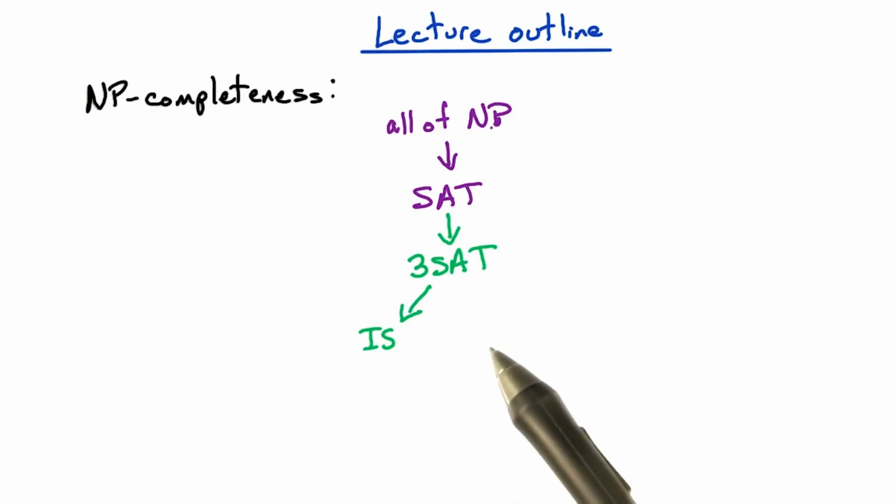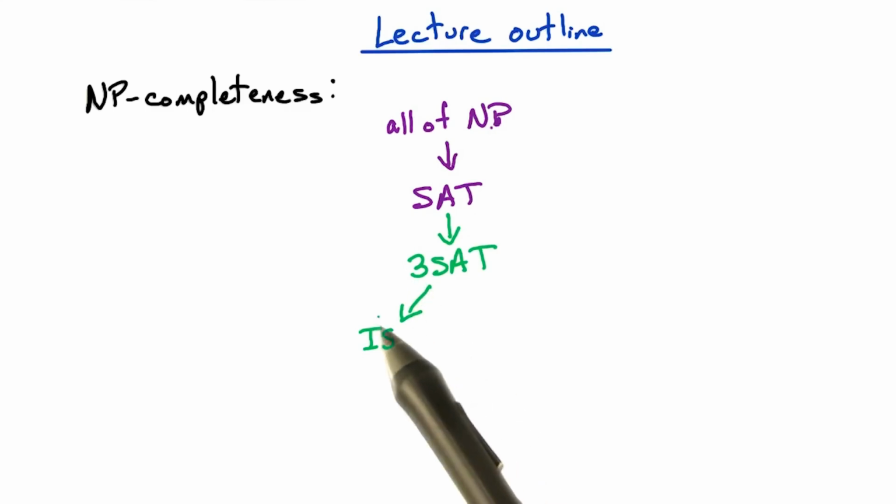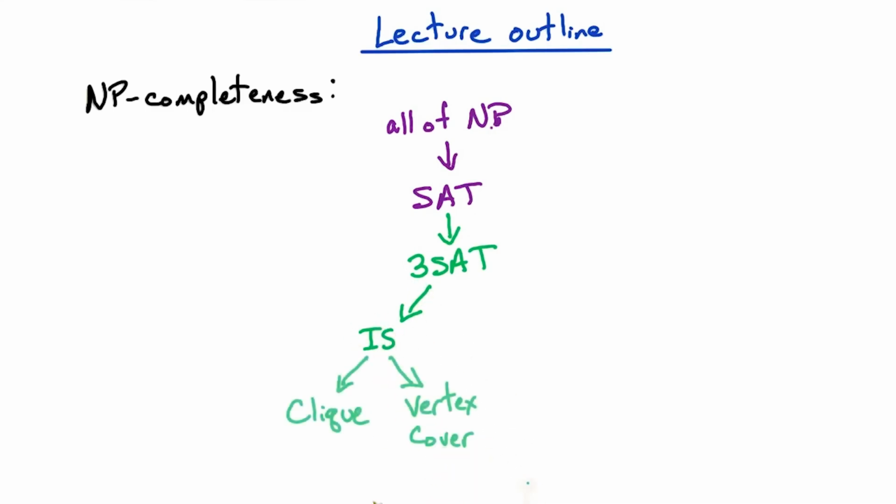This was a quite interesting reduction because it involved a transformation from a logic problem, 3SAT, to a graph problem, independent set problem. Then we proved that the clique problem and vertex cover problems were NP-complete. These involve more trivial reductions from the independent set problem.